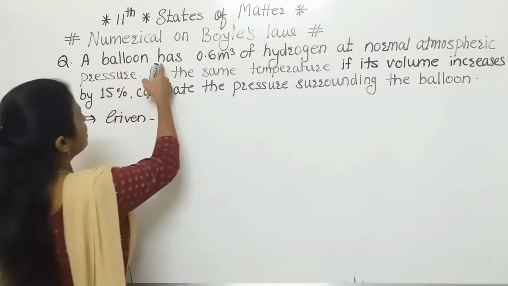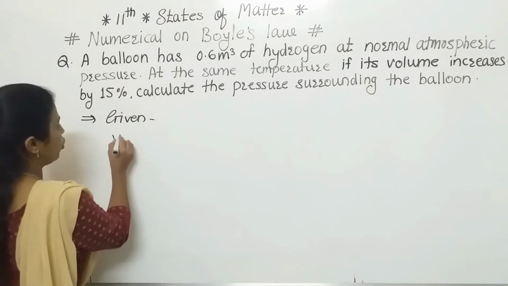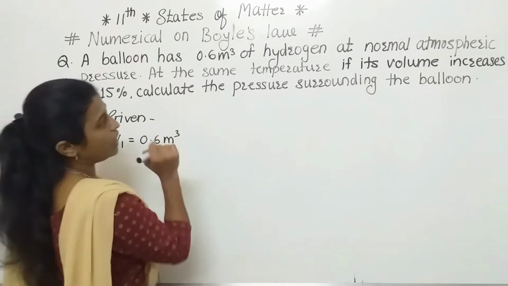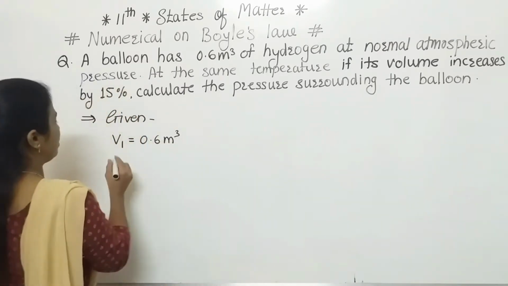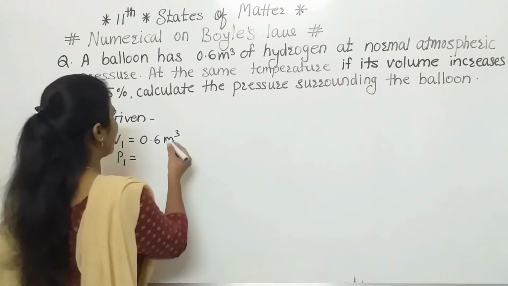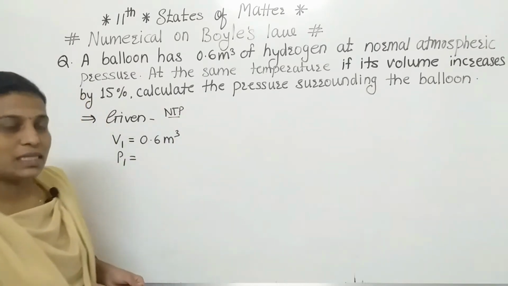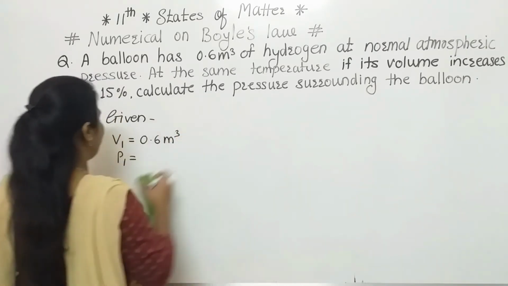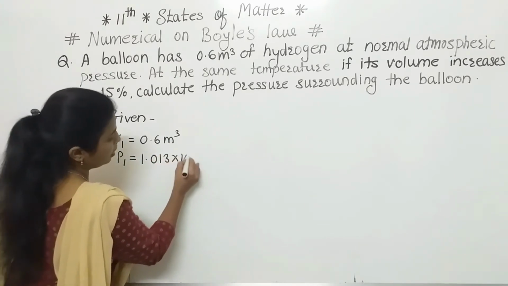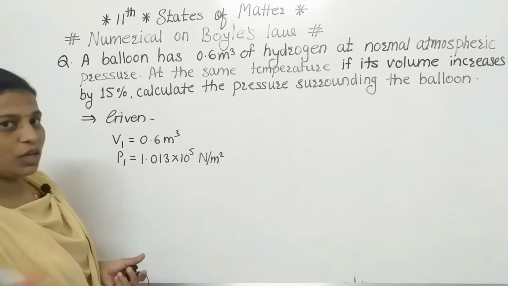See, a balloon has 0.6 meter cube. Meter cube means it is the volume. So V1 is the 0.6 meter cube of the hydrogen at normal atmospheric pressure. P1 is given. Normal atmospheric pressure, as we know that NTP, in that NTP normal pressure we are going to consider. So that normal pressure is 1.013 into 10 raised to 5 Newton per meter square. 1 atmosphere, we can say that.